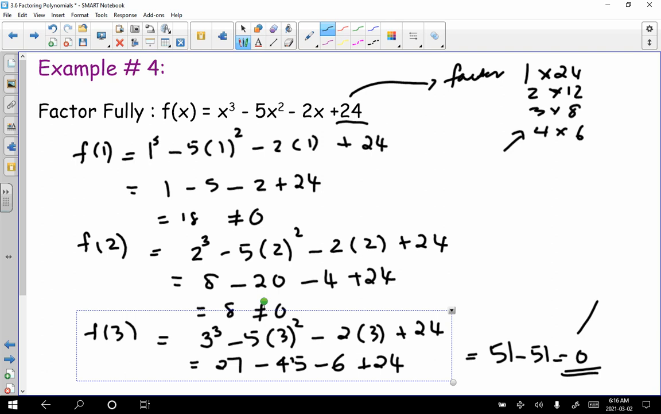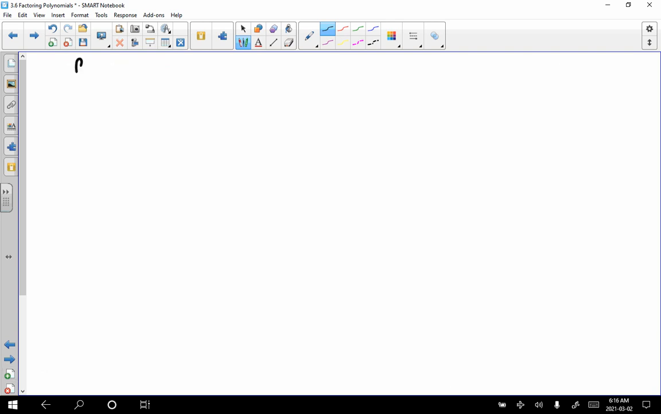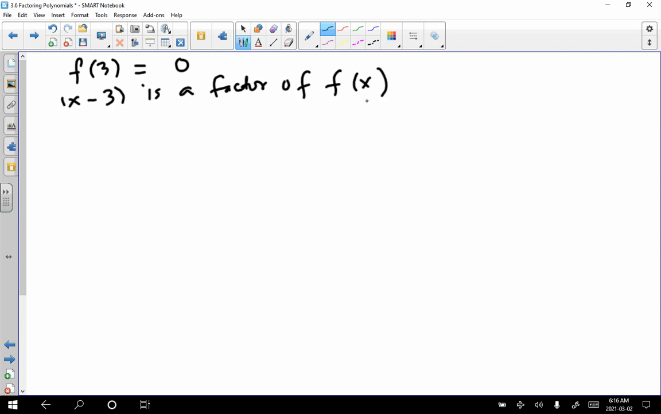So that works. Okay, f of 3 equals 0, so x minus 3 is a factor of f of x. That took all that work just to get there. So we know that f of x is going to be x minus 3 times something, and we need to find that.